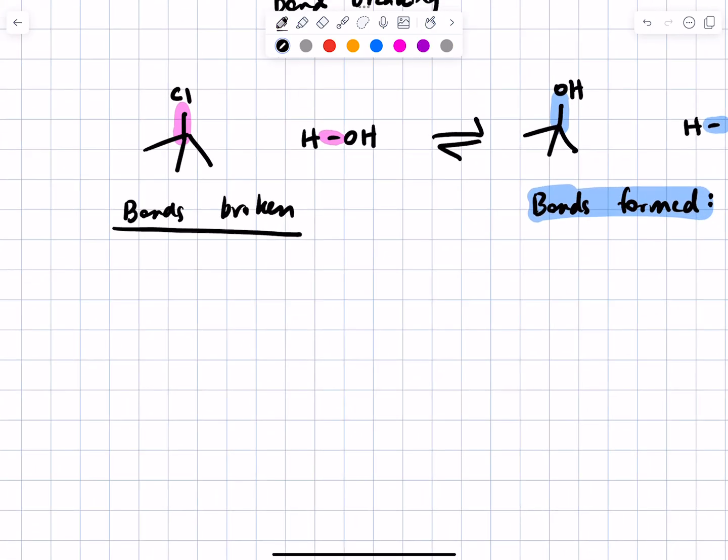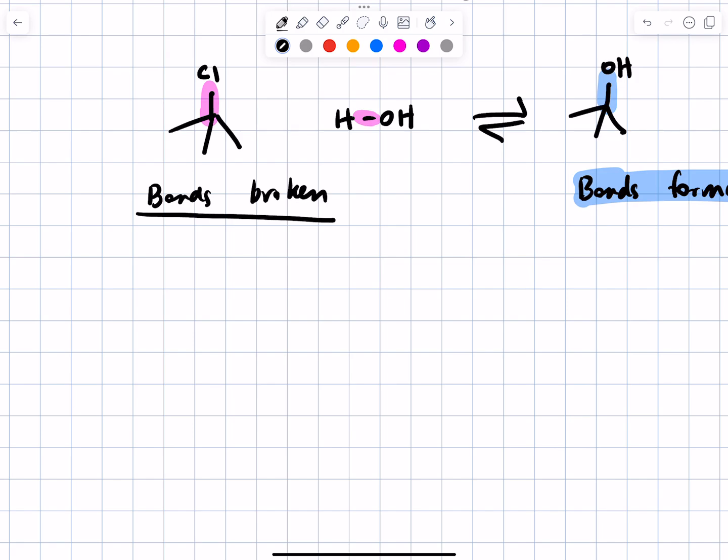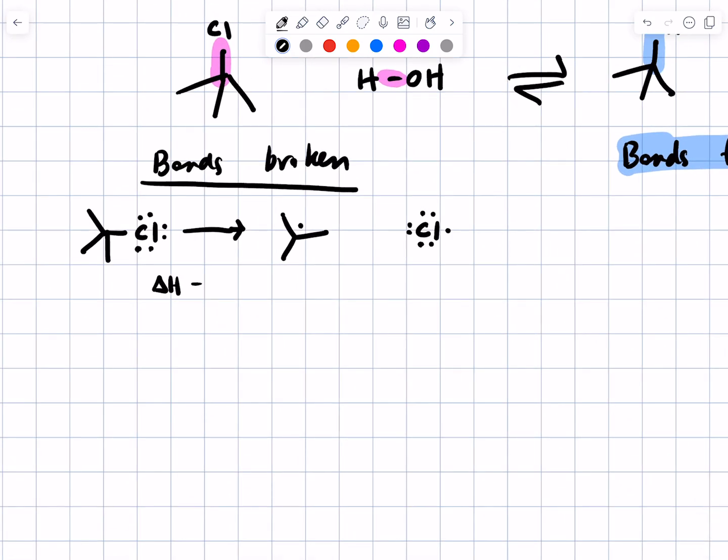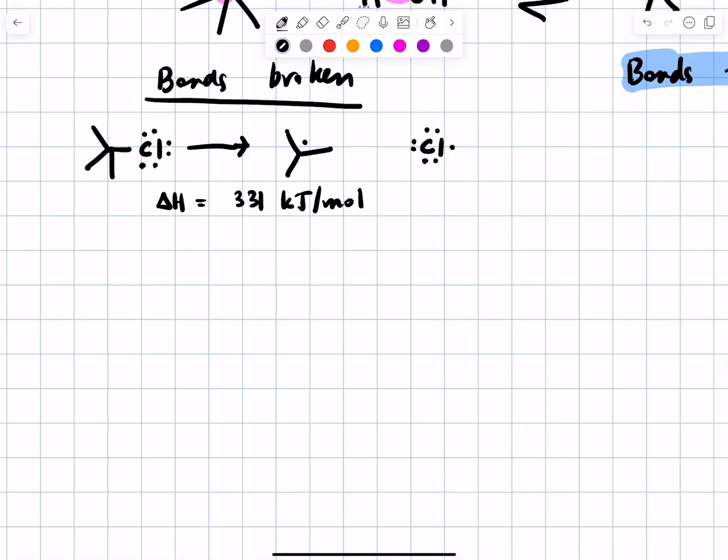All right, so let's start with the bonds broken. I can go look up in a table for an analogous carbon-chlorine bond what it would take to break that bond such that each partner has one of the electrons in that bond. It turns out that the delta H for this reaction, the bond dissociation enthalpy, is 331 kilojoules per mole. I hate kilojoules, but I didn't have time to convert the numbers to kilocalories, so that's what we're going to have to stick with.